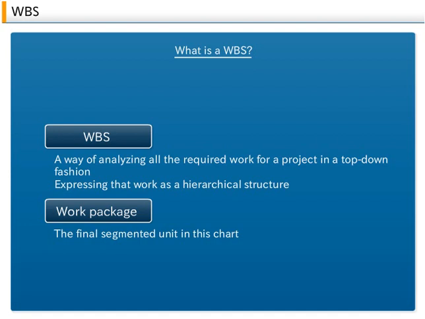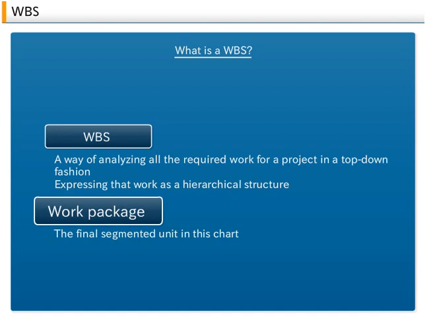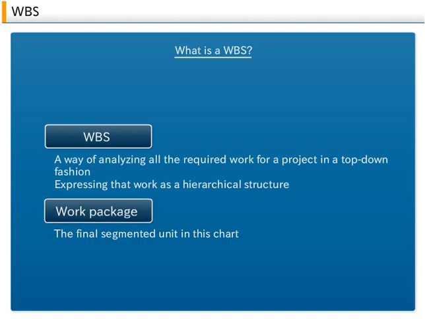However, one should be very careful not to divide work into too many categories, causing the WBS to be overly complex for the size of the project. The final segmented unit in this chart is called a work package. Usually this unit is used for creating a work description sheet, which is used as a target for work and progress management.